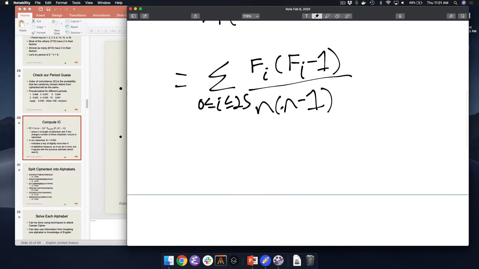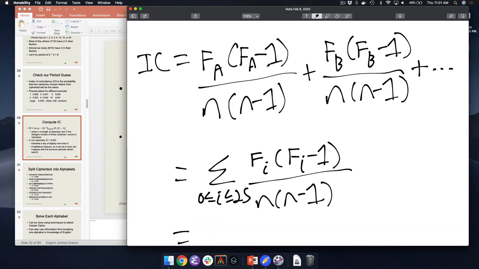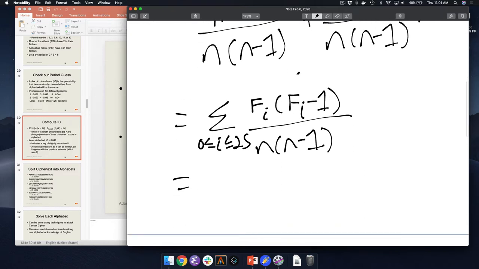And we can simplify this a little bit further. How? Take out the N's because they don't have anything to do with the summation, right? You can think about it up here. We could factor out this and just multiply the summation of all of these by 1 over N times N minus 1. So it just cleans it up a little bit.